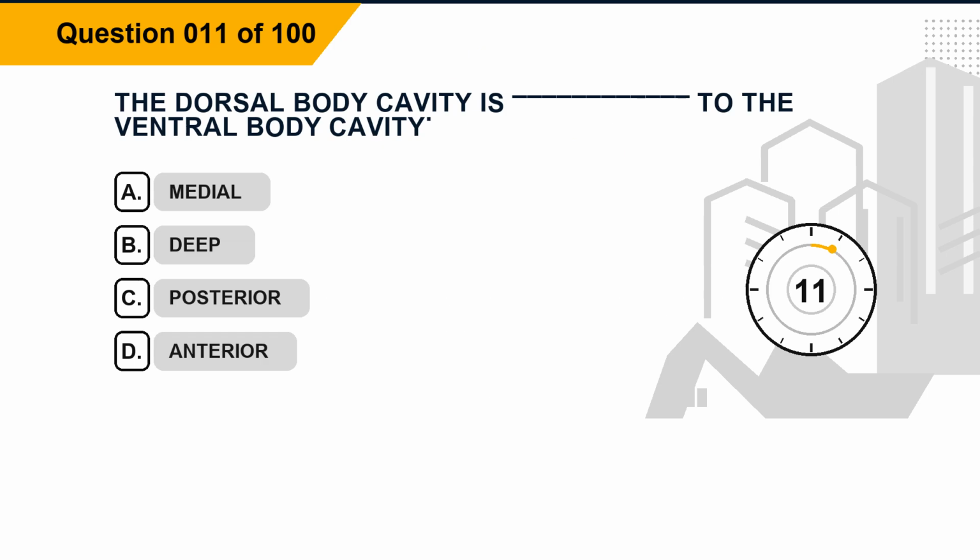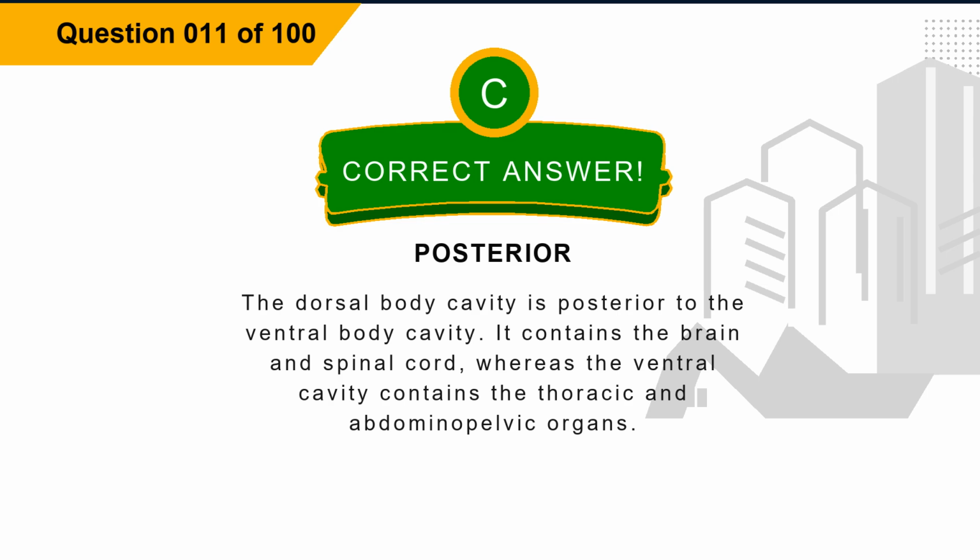Question 11. The dorsal body cavity is blank to the ventral body cavity. Option A. Medial. Option B. Deep. Option C. Posterior. Option D. Anterior. The correct answer is option C. Posterior. Explanation. The dorsal body cavity is posterior to the ventral body cavity. It contains the brain and spinal cord, whereas the ventral cavity contains the thoracic and abdominopelvic organs.